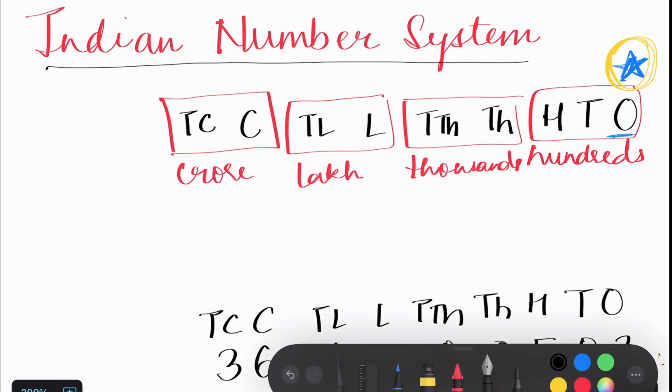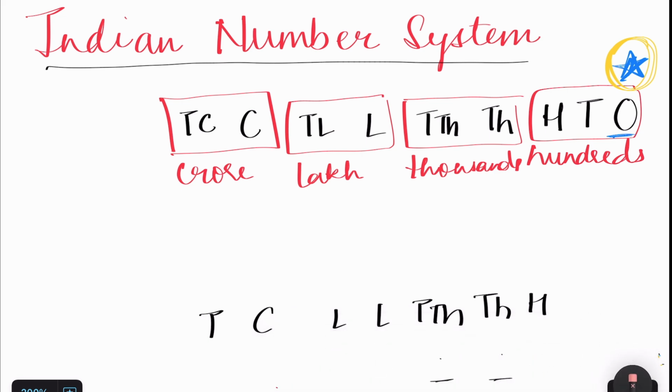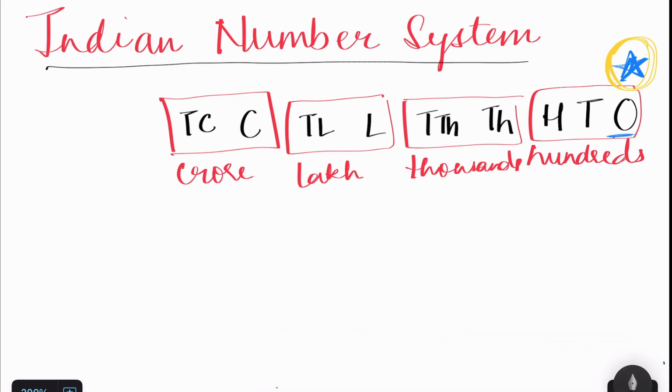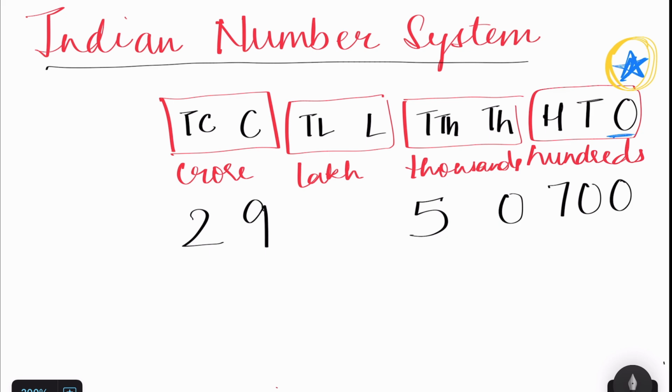Okay, let me give you another example. Let me just get rid of this. I hope you're getting it. So my other example, 29 crore, 50,000. Here comes my 50. That's 50,000. 700. That's it. Where is my lakh? There was nothing. So I will put zeros here. So this is 29 crore, 50,000 and 700.